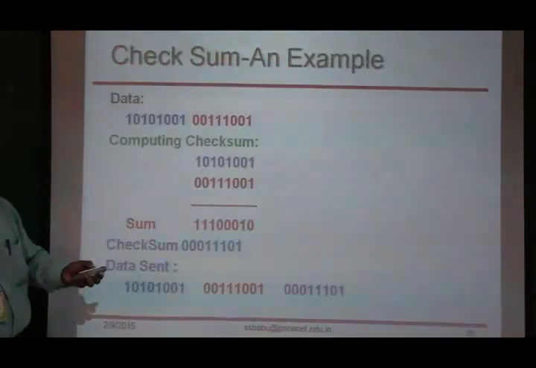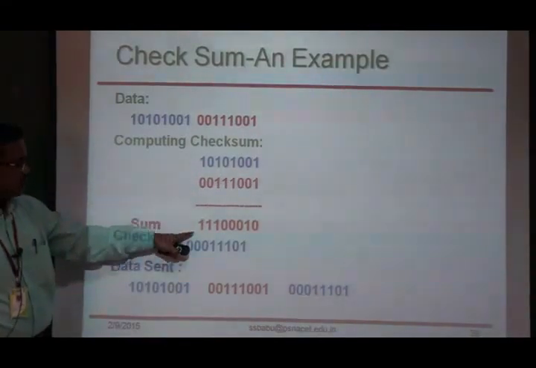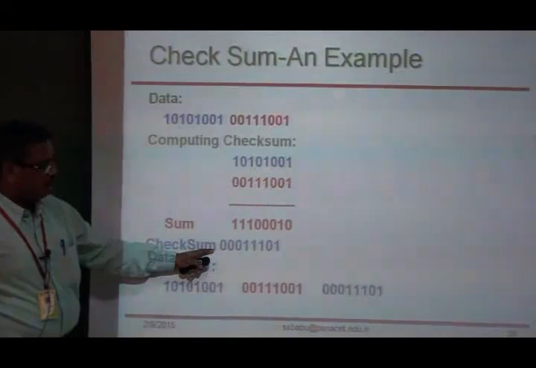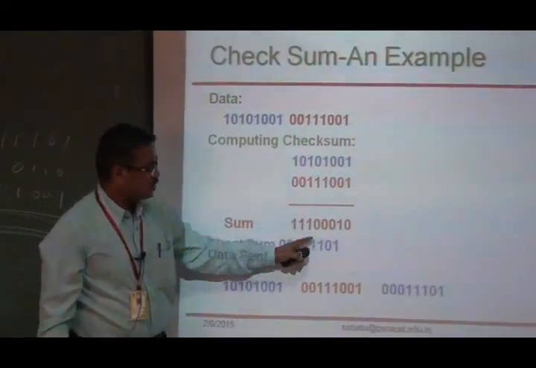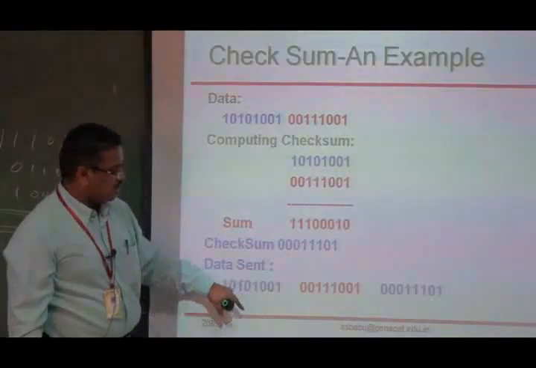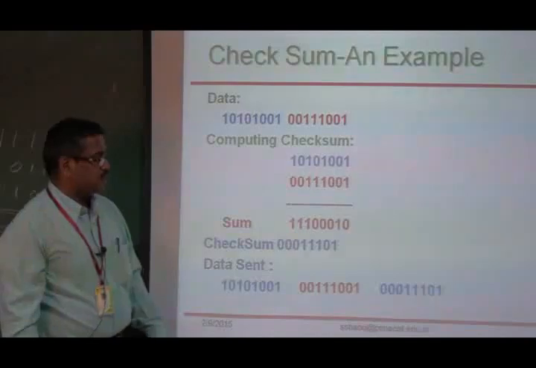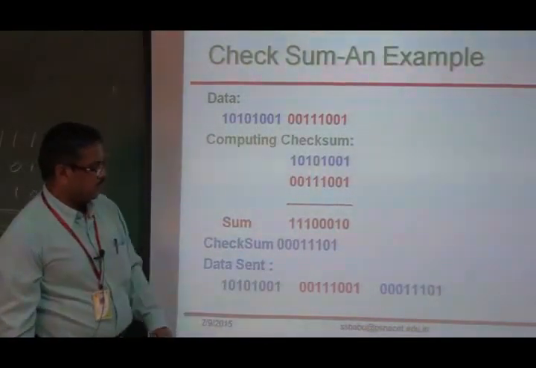Okay. See, two data units are available. Take the sum, and make it a one's complement. Ones are zeros, zeros are ones. That is the one's complement. So this data unit can be transferred into the network. Okay, so this is what you are passing.